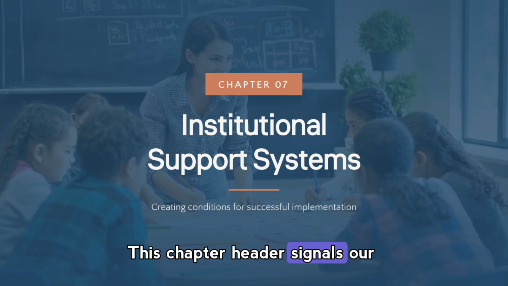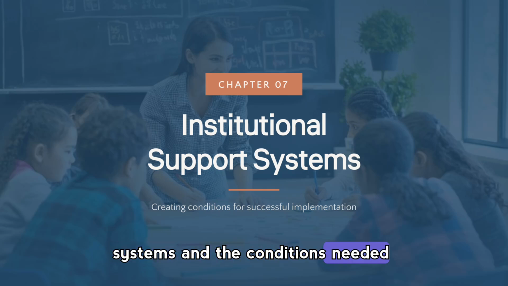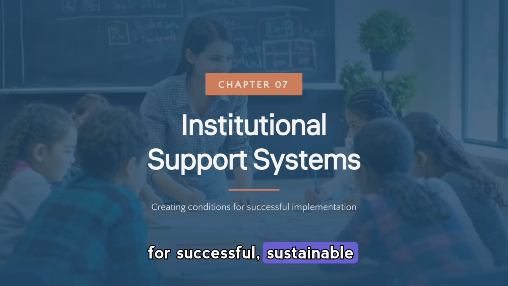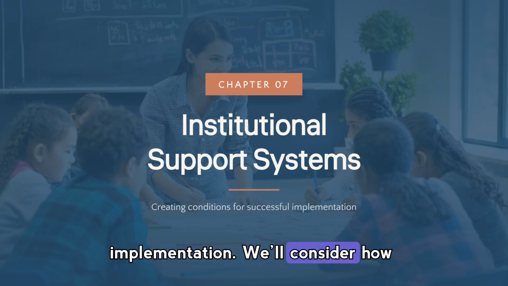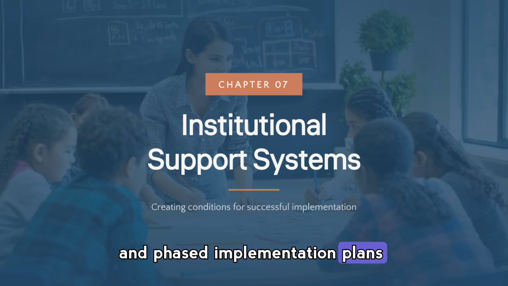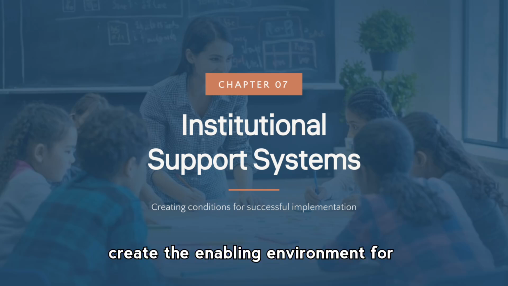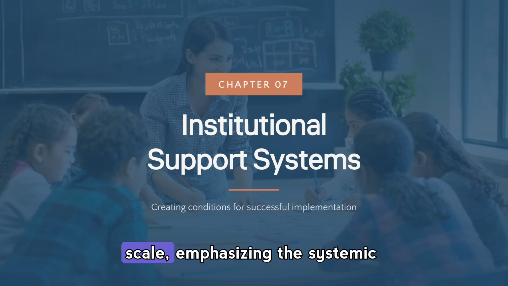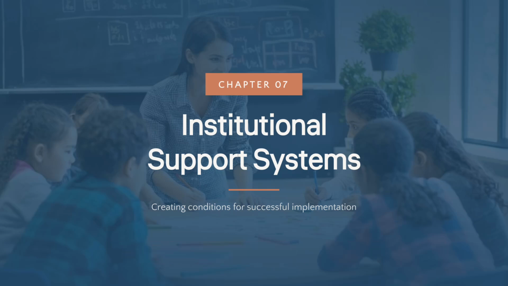This chapter header signals our focus on institutional support systems and the conditions needed for successful, sustainable implementation. We'll consider how leadership, time, resources, training, and phased implementation plans create the enabling environment for embedding transversal skills at scale, emphasizing the systemic work required beyond individual classrooms.